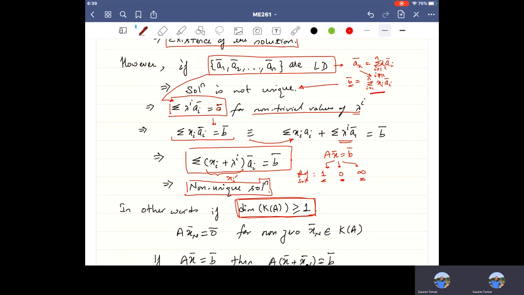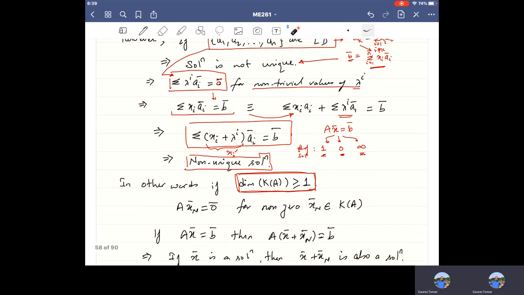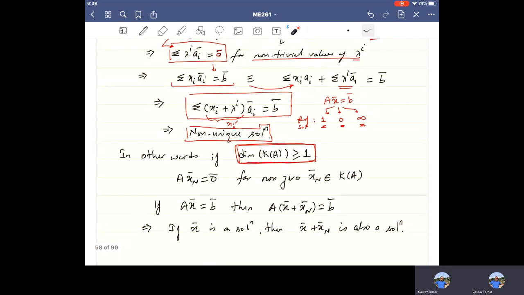So again, whatever we saw on this side, we can see in another way as follows. Let's say the dimension of the null space of A is greater than or equal to 1. That means there is a set of vectors which are not 0, but they get mapped to 0. There are some vectors xn with Axn equal to 0. Now you have Ax equal to B also. You can add these two equations, and you get a new equation, A(x plus xn) equal to B. That means if x is a solution, then x plus xn is also a solution.